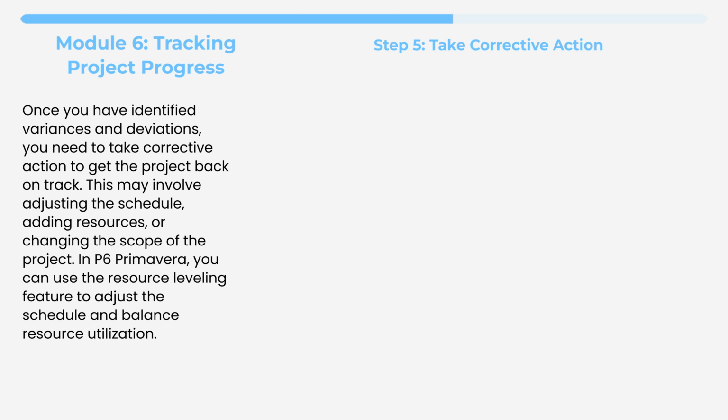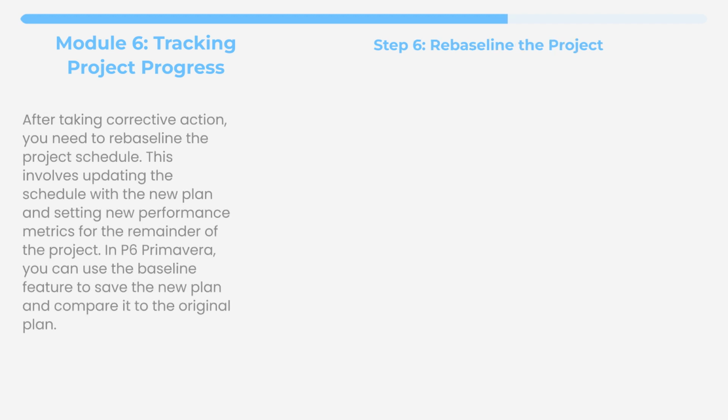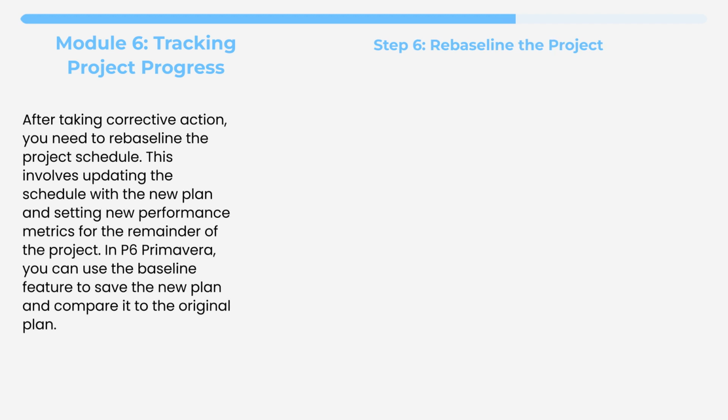track. This may involve adjusting the schedule, adding resources, or changing the scope of the project. In P6 Primavera, you can use the resource leveling feature to adjust the schedule and balance resource utilization. After taking corrective action, you need to rebaseline the project schedule. This involves updating the schedule with the new plan and setting new performance metrics for the remainder of the project.